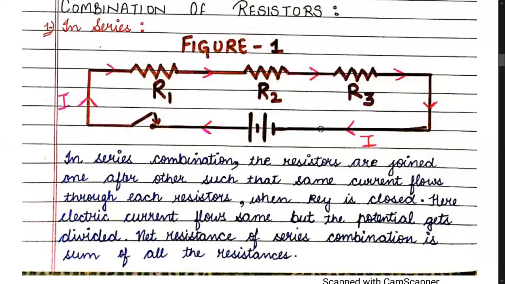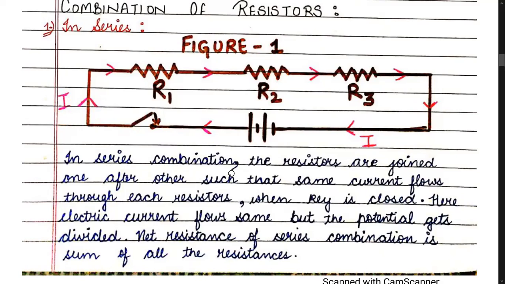So in figure 1, I have drawn an electric circuit having a battery and a closed key, and there are 3 resistors combined with a single wire. And students, as we have already studied in class 8th and 9th, when the key is closed, electric current flows from the positive end of the terminal to the negative end of the terminal. So in figure 1, the direction of electric current has been marked with arrows, and I amount of current is flowing through the electric circuit.